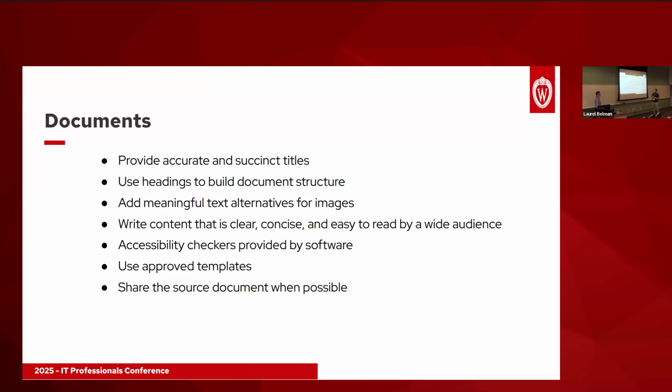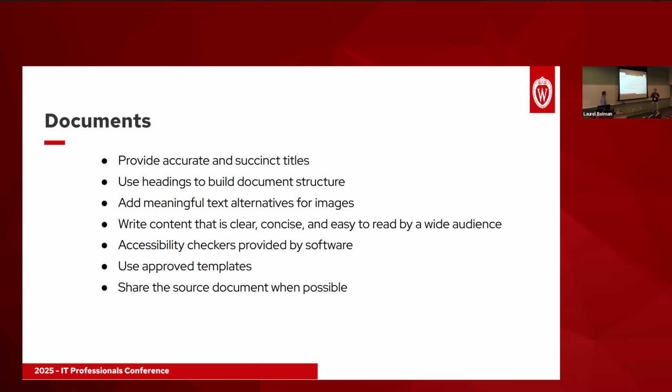Using headings as well to build out the document structure. A really common way for screen reader users to navigate any content is the H key while your screen reader is active. We'll skip to headings and it lets me skim content the way a fully sighted user would do it, same way. Again, text alternatives for images if those have meaning to them. Clear, concise, and easy to read content.